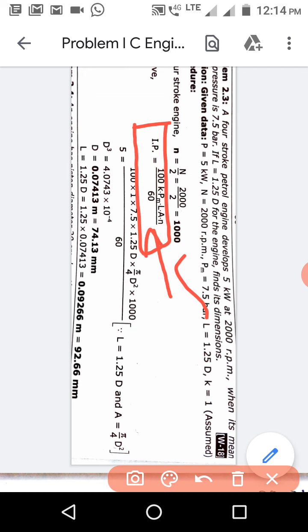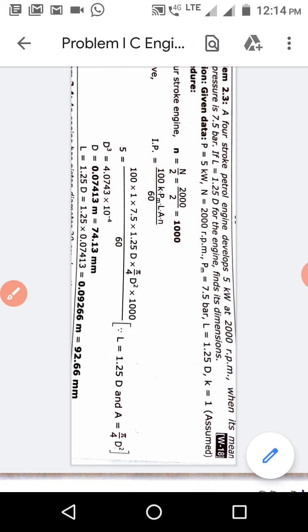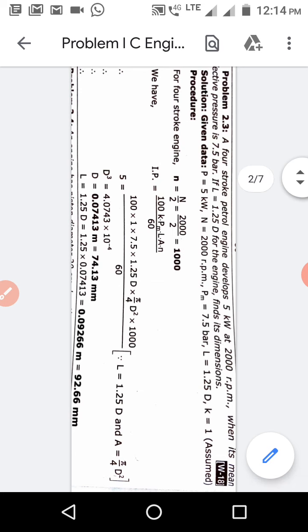Then K is given. As it is a 4-stroke engine, the number of cylinders is not given in this problem, so we are assuming it is equal to 1. Once we put in this data, we can calculate the diameter of the piston, because here 100 into K, which we have assumed is equal to 1, and the mean effective pressure is given, that is equal to 7.5 bar, into stroke length, which is given, that is equal to 1.25 d.